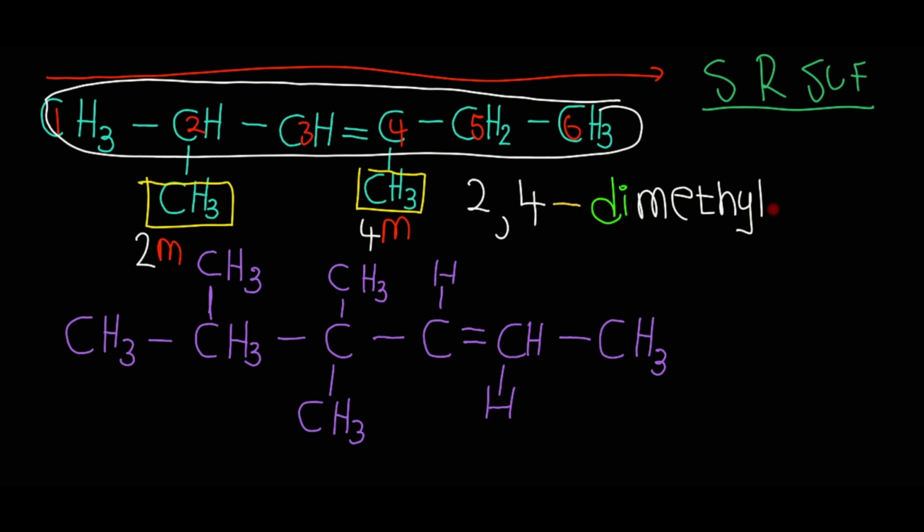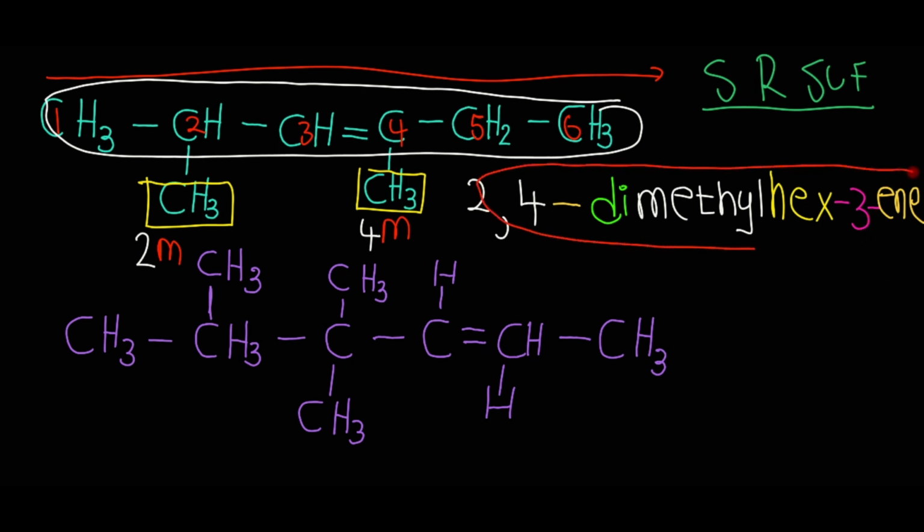And then now let's go to the root. The longest chain has 6 carbons, so we say this is hex, and then after here we specify the double bond. The double bond is at carbon number 3, so we say dash, and then 3, and then from there we write the suffix which is ene. So this is the name 2,4 dimethyl hex 3-ene.